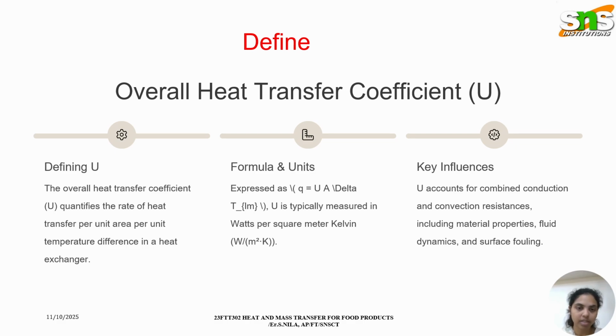The overall heat transfer coefficient quantifies the rate of heat transfer per unit area per temperature difference in a heat exchanger. It is denoted as U. The U accounts for combined conduction and convection resistances, including material properties, fluid dynamics, and surface fouling.